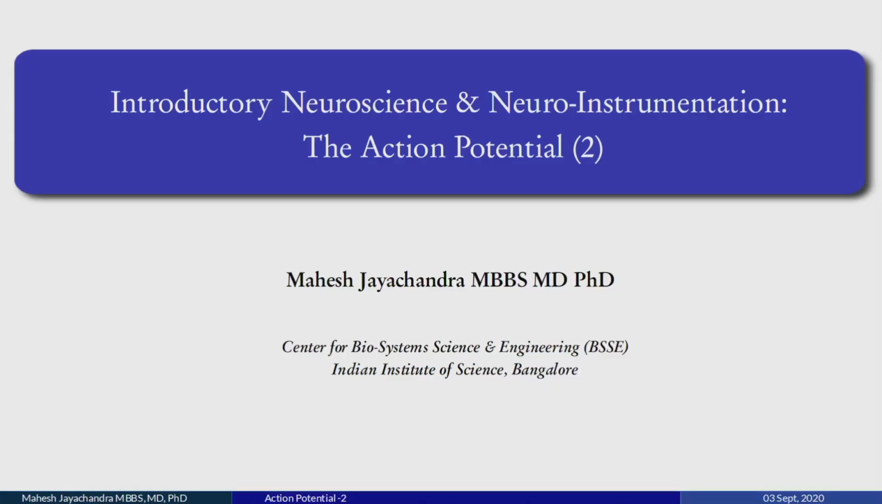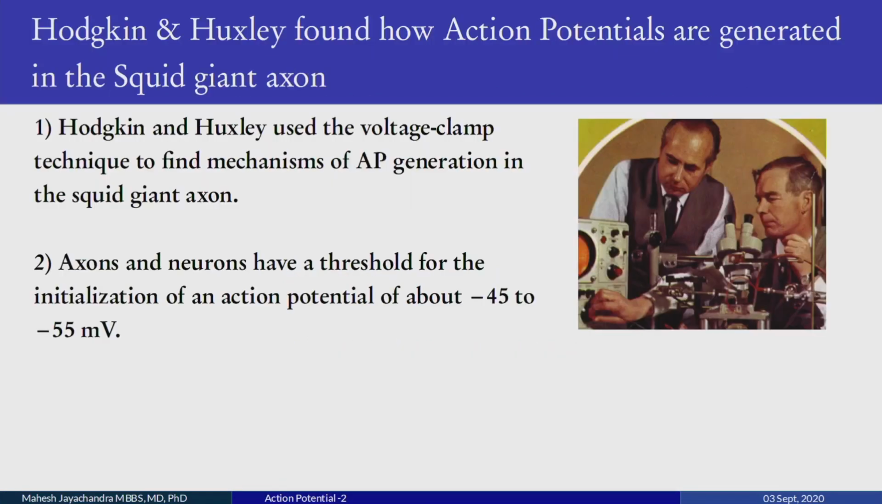So, Introductory Neuroscience and Neuroinstrumentation, the Action Potential, Lecture 2. So, Hodgkin and Huxley, I keep talking about them. They are the high priests of neurophysiology, electrophysiology as it were. And you see on the right, Hodgkin is on the extreme right, and Andrew Huxley is on the left. And the apparatus they used, you have a cathode ray oscilloscope, you have an operating dissection microscope, and then things to infuse and electrodes to record, so on and so forth.